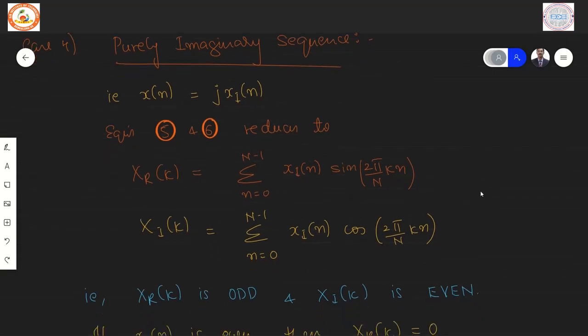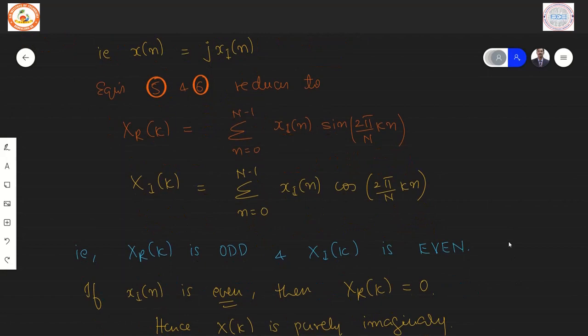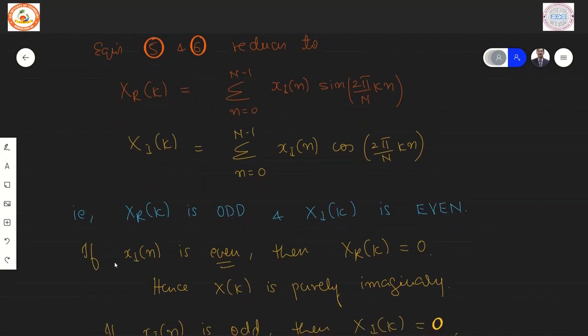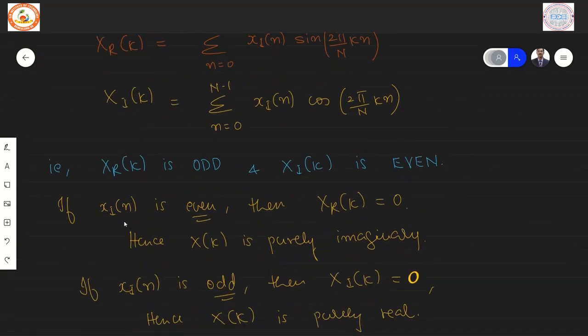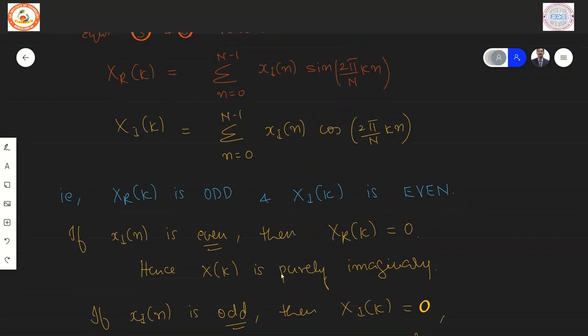Now suppose xr of k is odd and xi of k is even, what happens? If xi of n is even, from the above equation we note that xr of k is odd due to the presence of sine and xi of k is even due to the presence of cos. If small xi of n, the input, is even, we said that it is imaginary, but again we have two cases here which are even and odd. Suppose it's imaginary and odd, then xr of k is equal to 0 and hence x of k is purely imaginary.